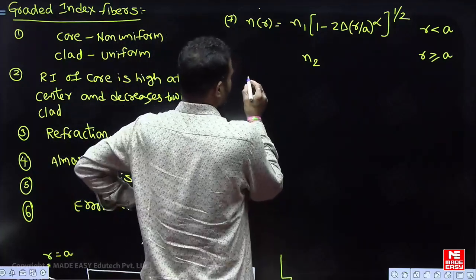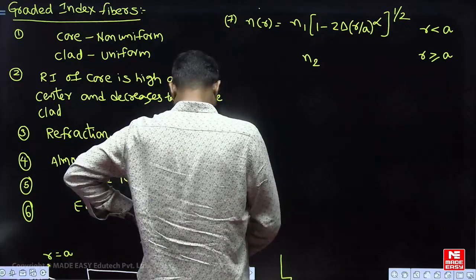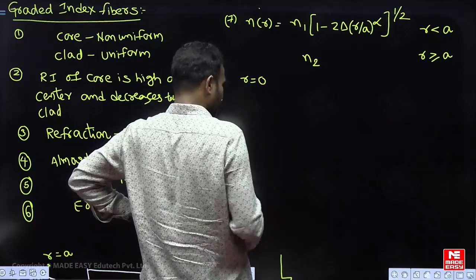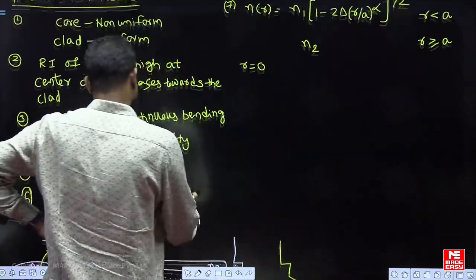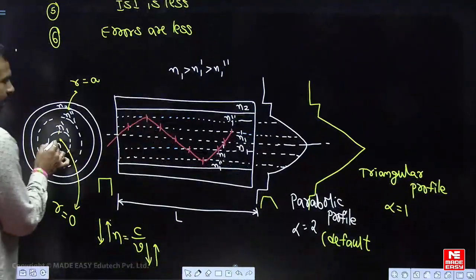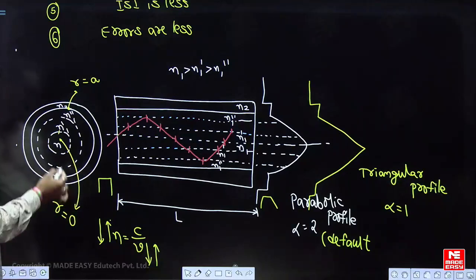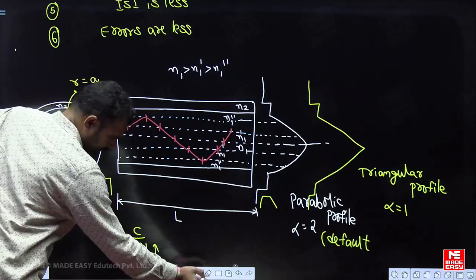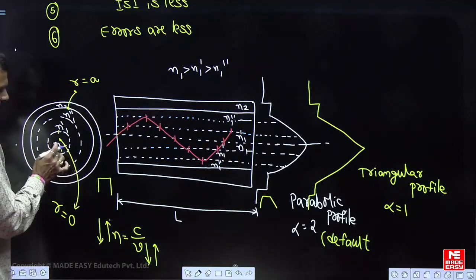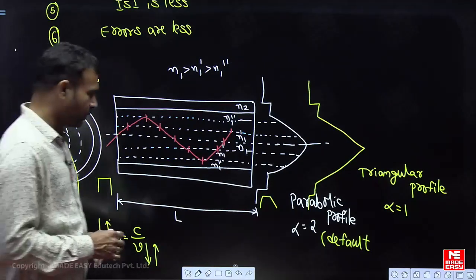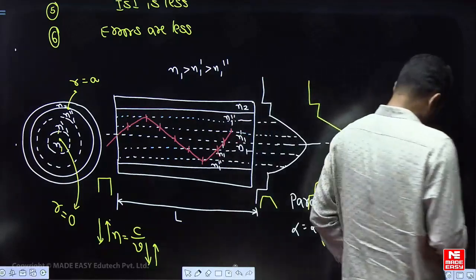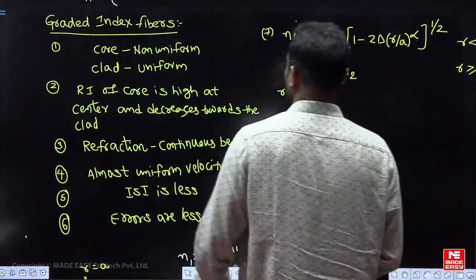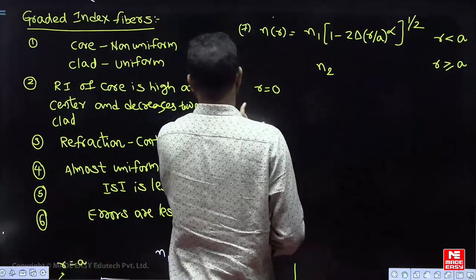Please see here, I am talking about the first case. When I take the value of r equal to 0, you know that r equal to 0 is at the center. At r equal to 0, the center, the refractive index value is equal to how much? N1. The refractive index value is equal to n1.